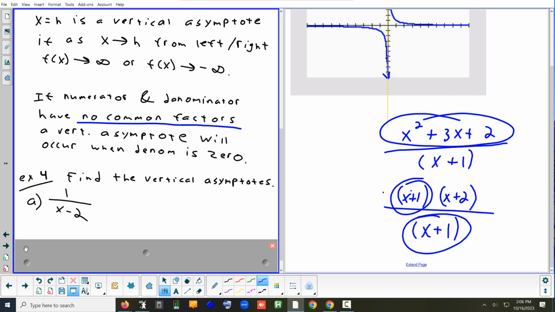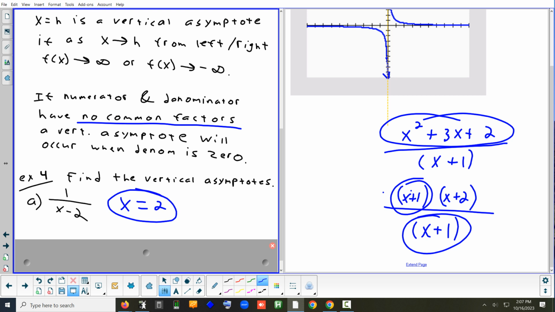In this one, though, there will be a vertical asymptote, because there's no common factor. What value would make the denominator 0 in this case? 2. Yep, 2. And how would you write that as an equation? Because it's vertical, we've got to write the equation of the vertical asymptote. X equals 2.